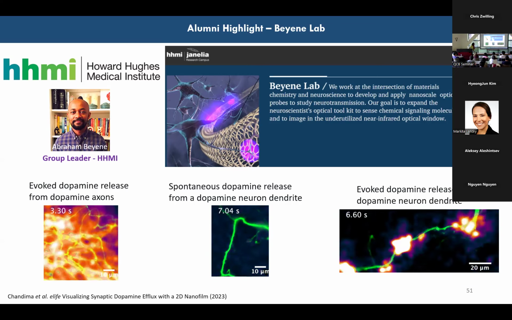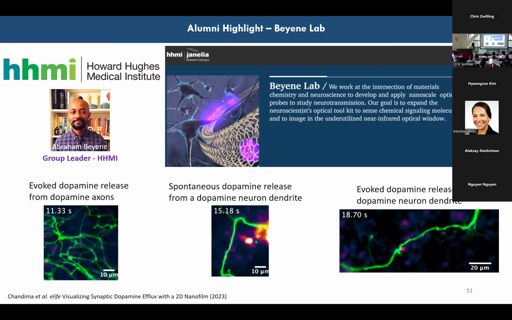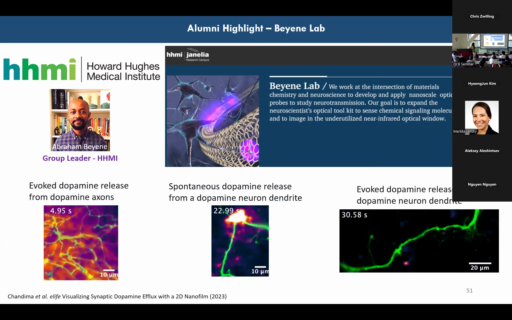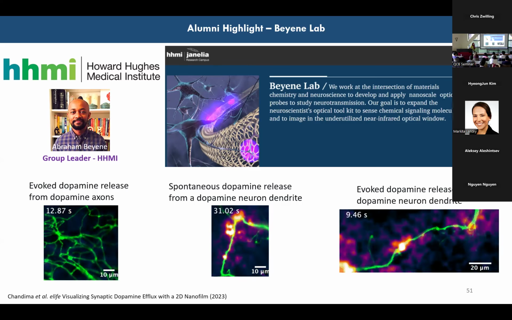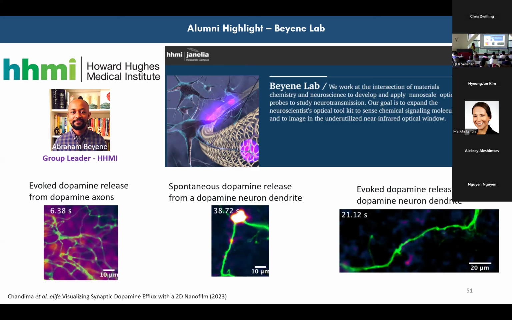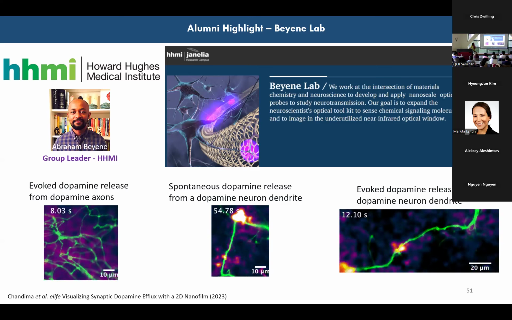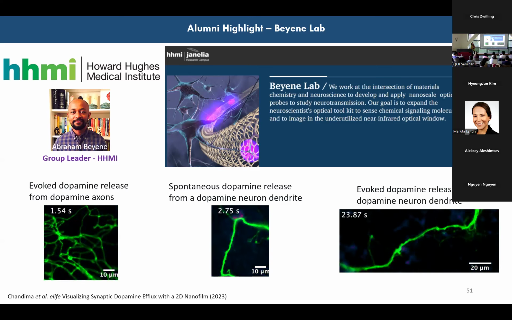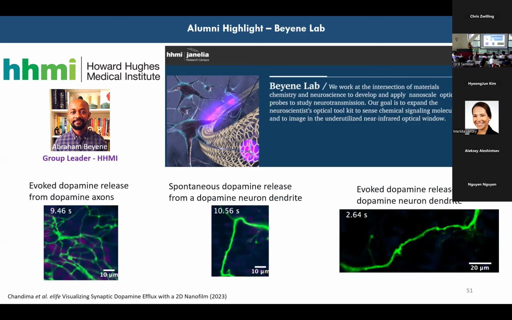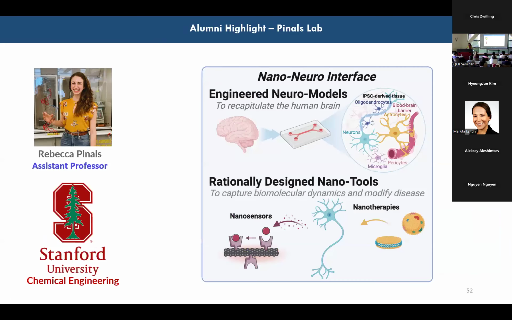So a lot of Abraham's future work is looking essentially at where neurochemical release happens as a function of all of these different neuronal architectures, and in my opinion, redefining how we think of neurochemical communication, not happening just at these classical dendritic synapses.